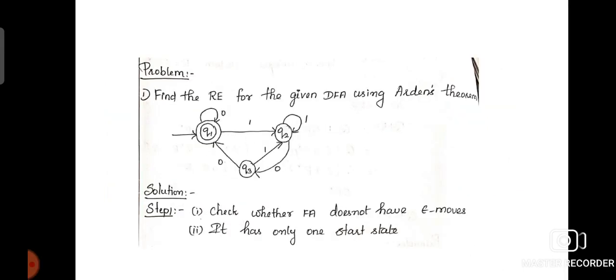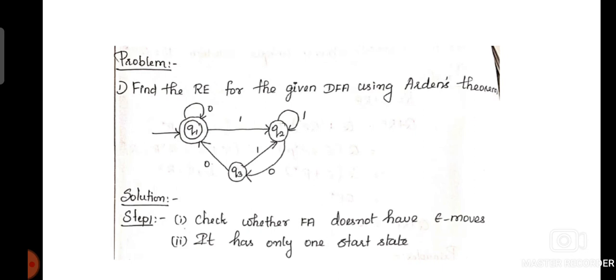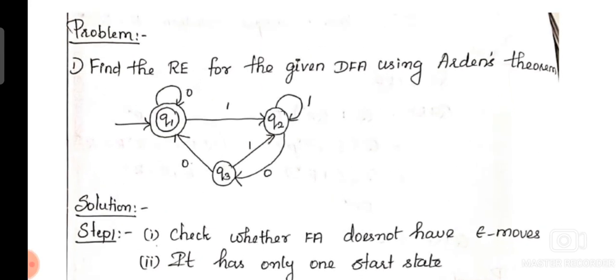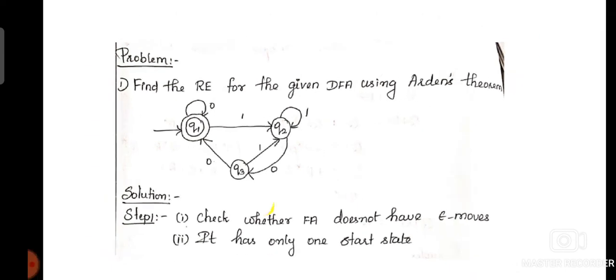Now we can see the problem. This is the finite automata system given as a diagrammatic representation. We have to derive the RE for that. In the system we can identify there are three states, Q1, Q2, Q3. Q1 is the starting state. Also it is the final state. Other states are Q2, Q3.